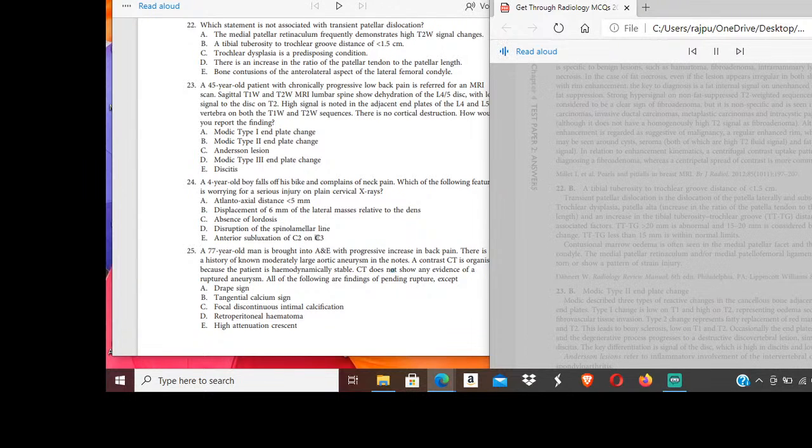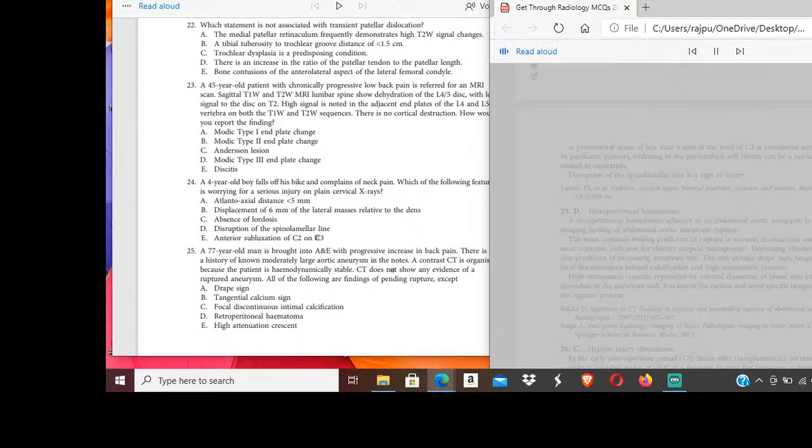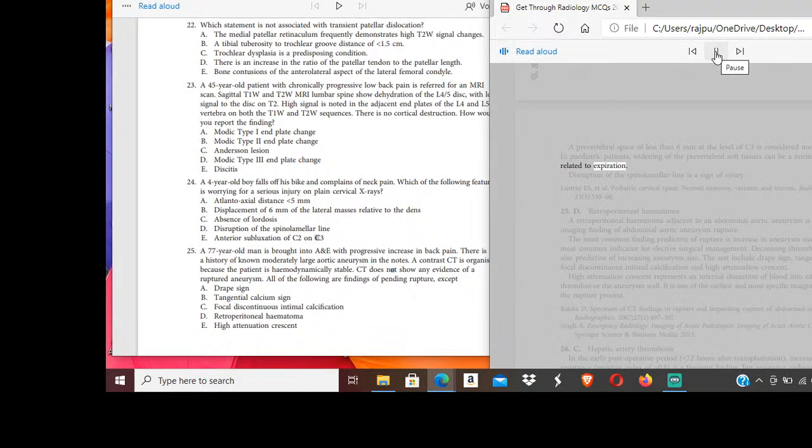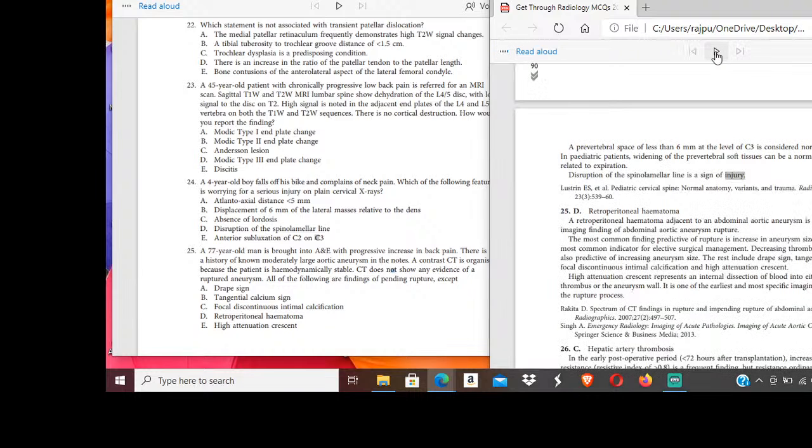Chapter 4. Test Paper 2, Answers. 24. A prevertebral space of less than 6 mm at the level of C3 is considered normal in children. In pediatric patients, widening of the prevertebral soft tissues can be a normal finding that is related to expiration. Disruption of the spinolaminar line is a sign of injury.